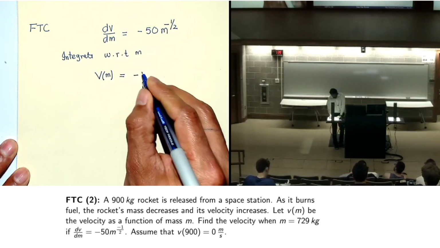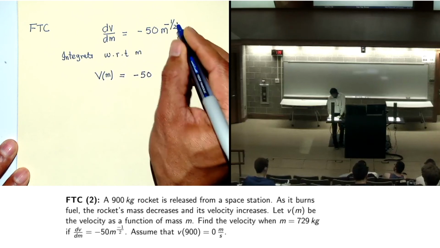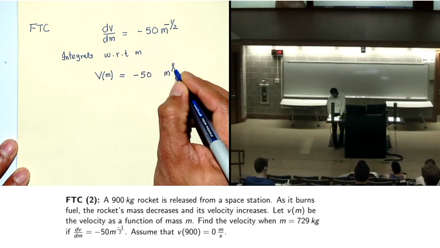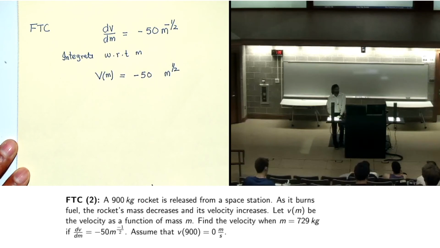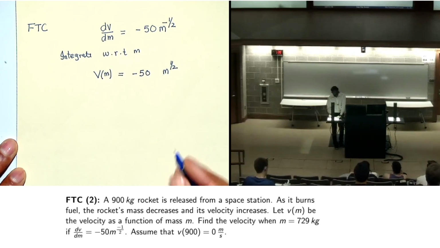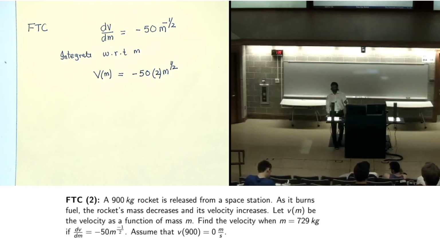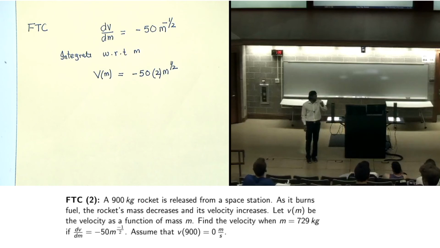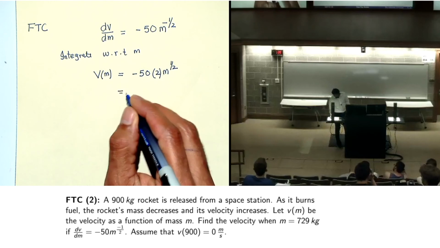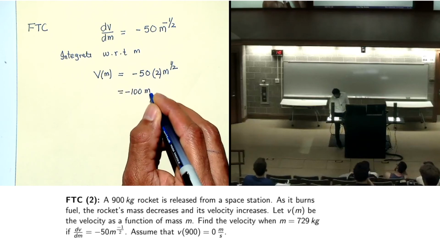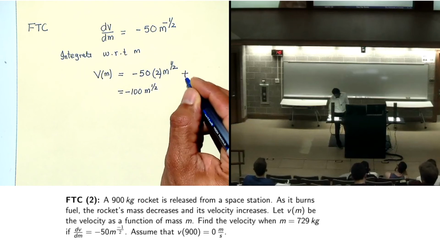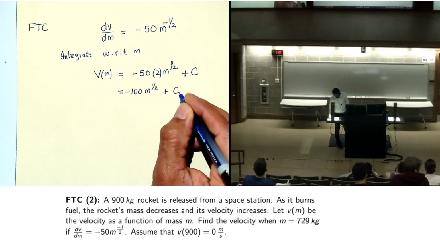Here I'm going to add 1 to the power, and it becomes 1/2. That's how you compute the antiderivative. You add 1 to the power and then multiply by the reciprocal of the power, which is 2. But in a derivative, first you drop the constant and then you subtract 1. These are the two different things between integration and differentiation. I believe this is minus 100 m to the 1/2. Oh, what is the constant of integration?